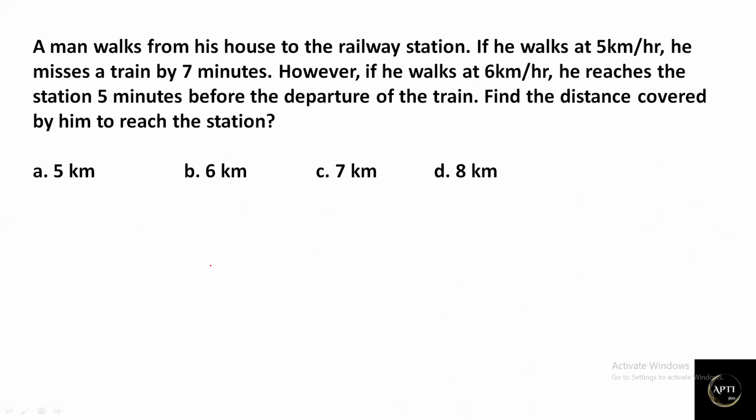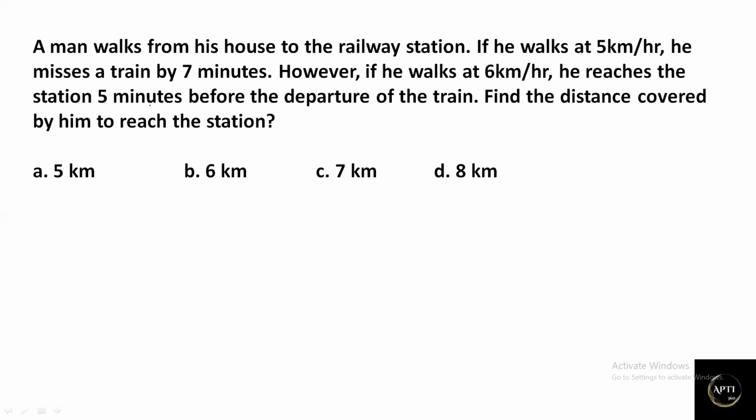A man walks from his house to railway station. If he walks at 5 kilometers per hour, he misses a train by 7 minutes. However, if he walks at 6 kilometers per hour, he reaches the station 5 minutes before the departure time. Find the distance covered by him to reach the station. If you observe, this is a very general question.